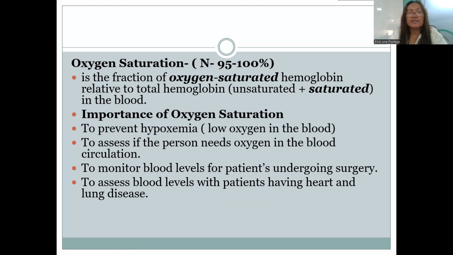The next is to assess if the person needs oxygen. And next is to monitor blood oxygen levels in patients undergoing surgery, and to assess blood oxygen levels in patients having heart and lung disease. Okay, so that ends our vital signs.